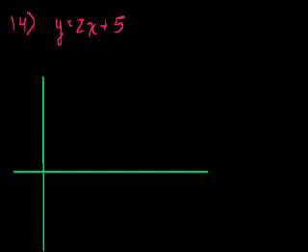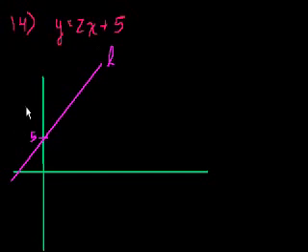Okay, so this line, y equals 2x plus 5. If you remember from our slope and y-intercept modules, the y-intercept is going to be 5 right here. And then the line is going to have a slope of 2, right? So the line is going to look something like this. That's line L.